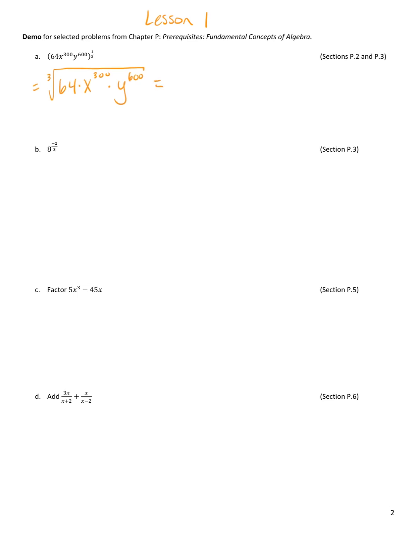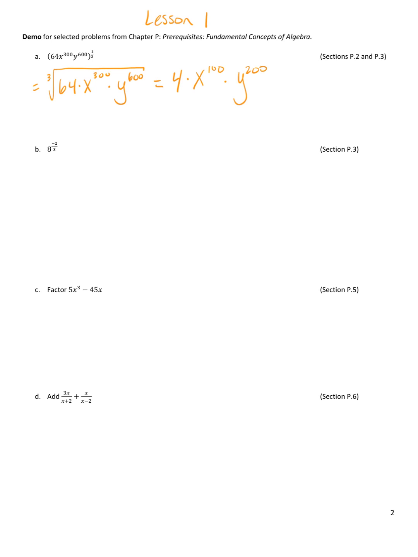So the cube root of 64, that would be a number that you multiply times itself 3 times, and you get 64, and that would be 4. 4 times 4 is 16, times 4 is 64. And then I need x to a power that when I cube it, I'd get x to the 300. And remember, when you raise a power to a power, you multiply exponents. So what times 3 would give you 300? 100. And then the cube root of y to the 600 would be y to the 200.